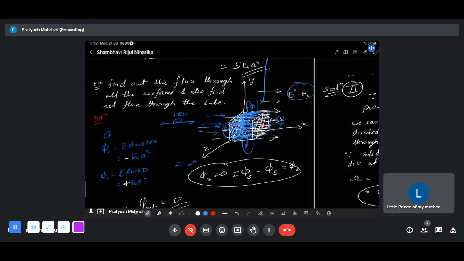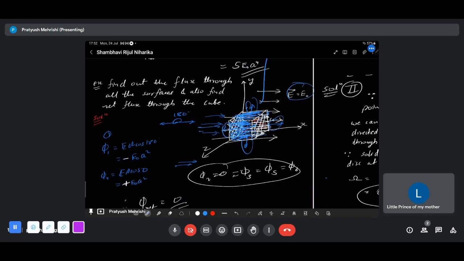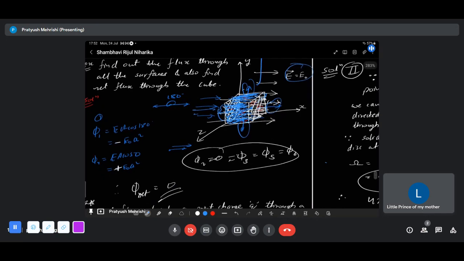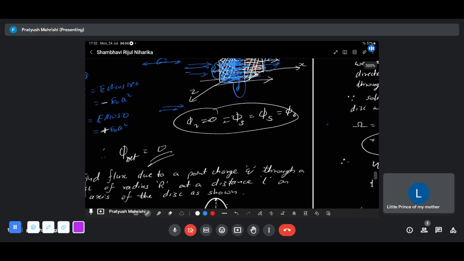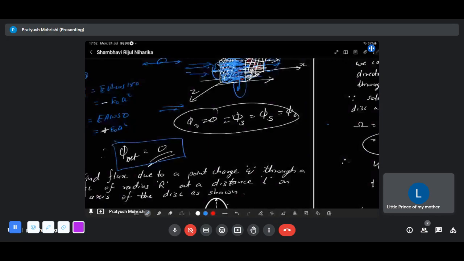And the next thing is that the electric field is constant here. When the electric field is constant, what will happen? Total flux entering is equal to total flux leaving. So net flux is equal to zero in this question. Got it? Got it.